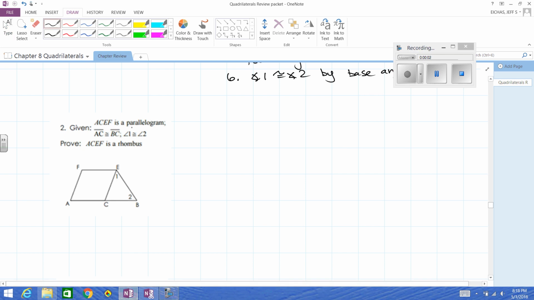So what we have is a parallelogram given, and we're going to prove it's a rhombus. They're giving us AC is the same as BC again, and angle 1 is the same as angle 2. Okay, so let's start with that. Angle 1 being the same as angle 2 is given.